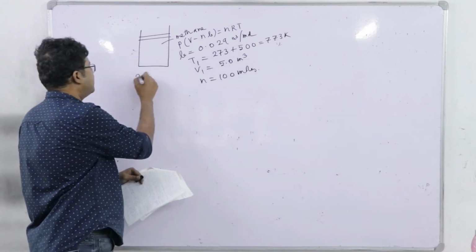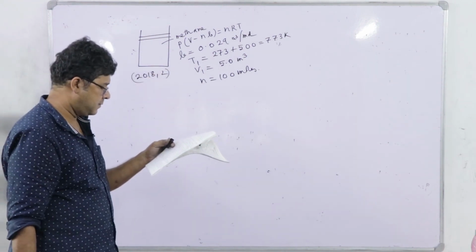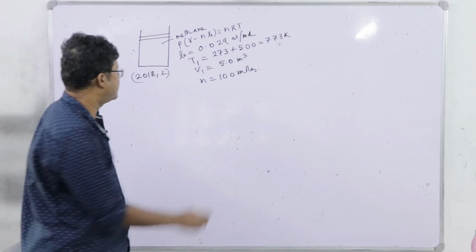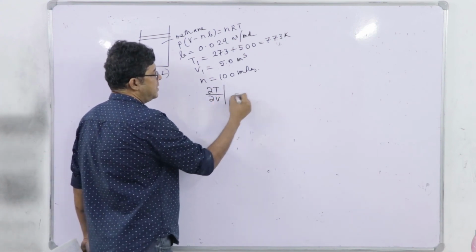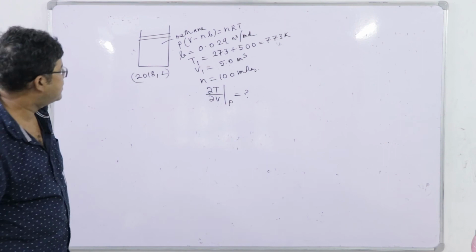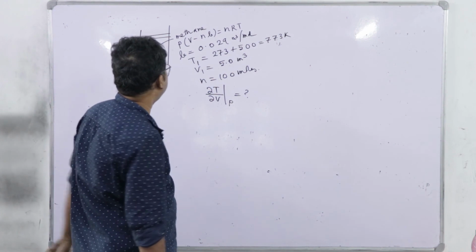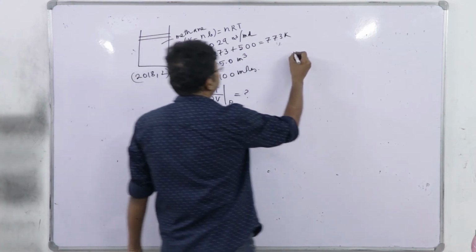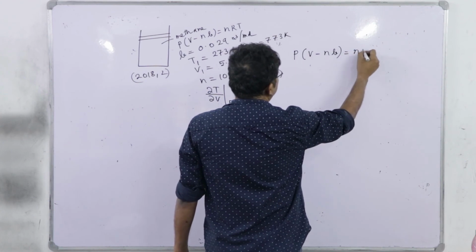This is a 2018 GATE problem of 2 marks. At this state of the system, the isobaric rate of change of temperature with volume, so del T del V at constant P. What is that? So you see here, pressure remains constant, so you have to take the derivative with respect to volume, right? n is fixed.